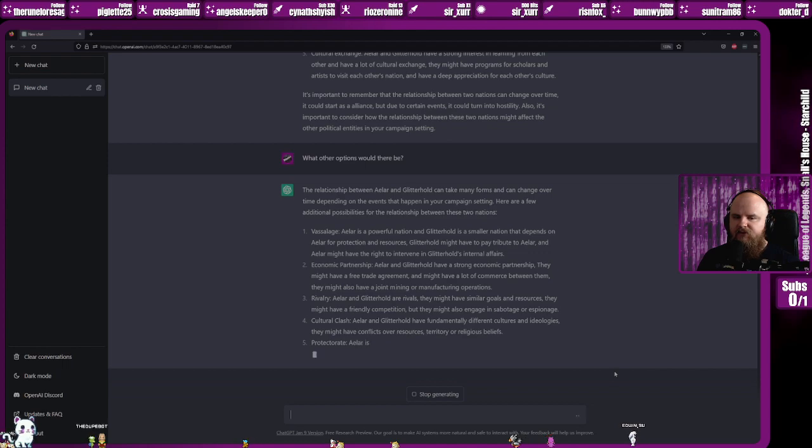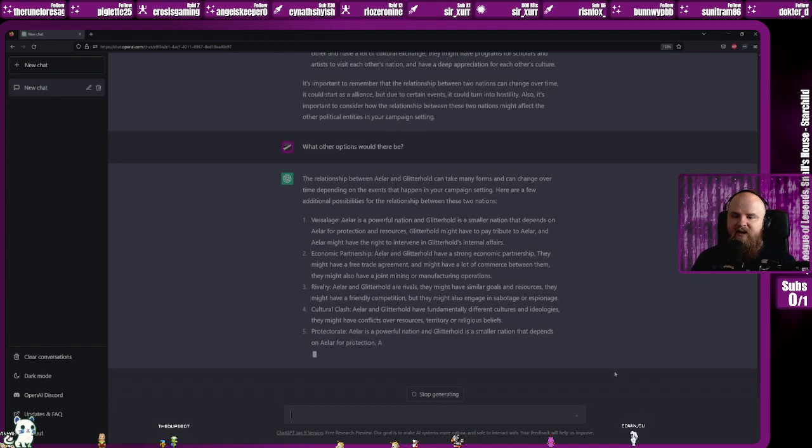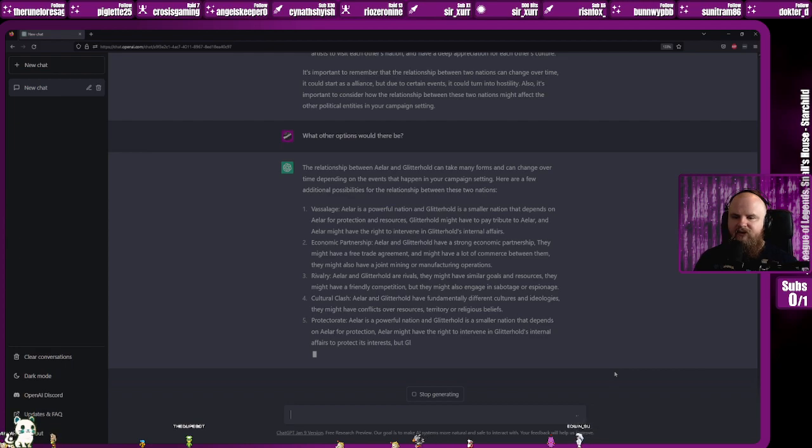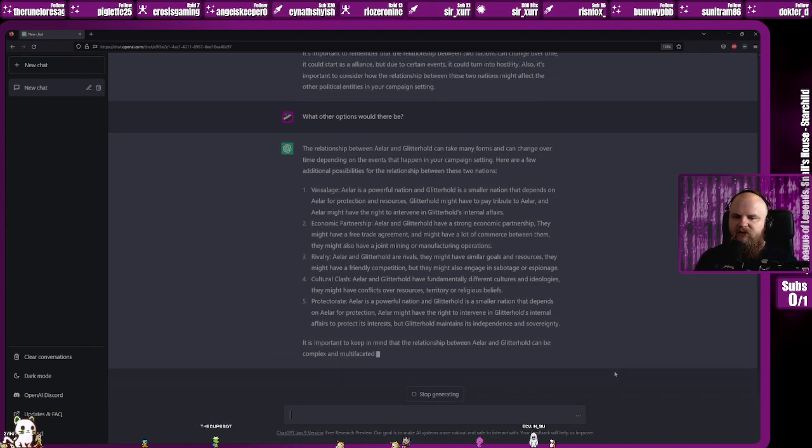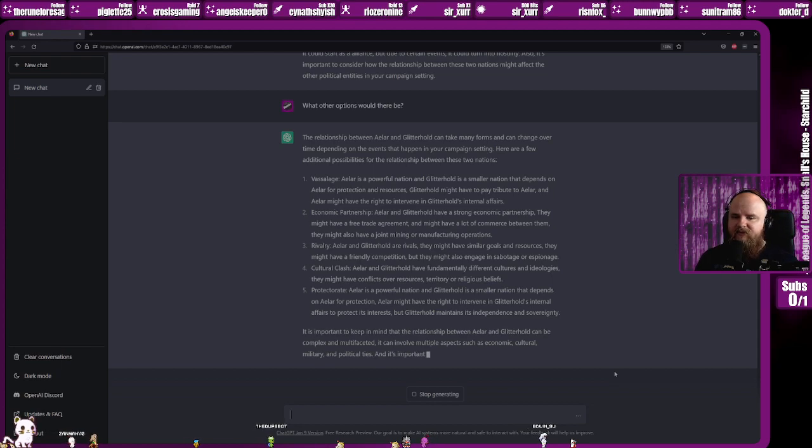Alar and Glitterhold have a strong economic partnership. They might have a free trade agreement and a lot of commerce between them. They might also have a joint mining or manufacturing operation. Rivalry. Alar and Glitterhold are rivals. They might have similar goals and resources. They might have friendly competition, but they might also engage in sabotage and espionage. Alar and Glitterhold have fundamentally different cultures and ideologies. They might have conflicts over resources, territory, or religious beliefs.